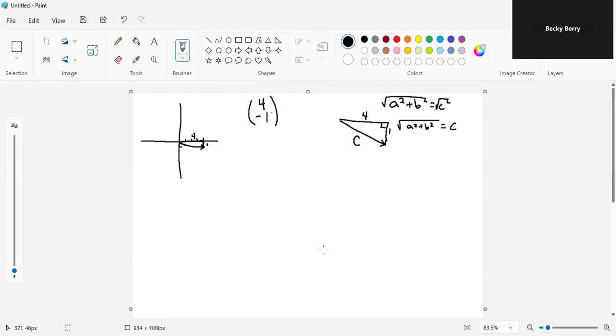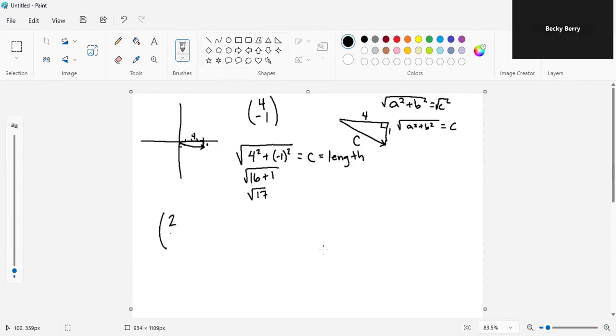So again, with this vector, that looks like the square root of 4 squared plus negative 1 squared. That will give us c, or the length of the vector. 4 squared is 16. Negative 1 squared is a positive 1. So the length of this vector is the square root of 17.